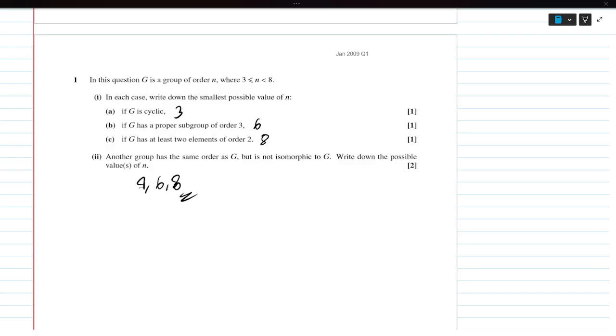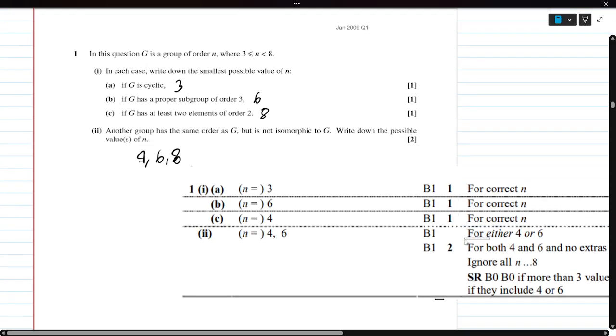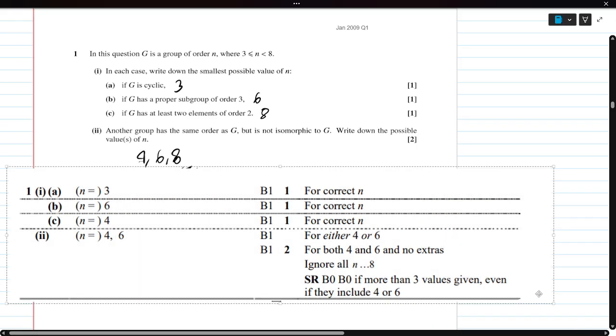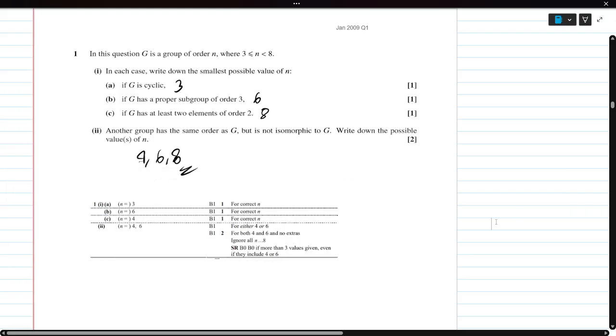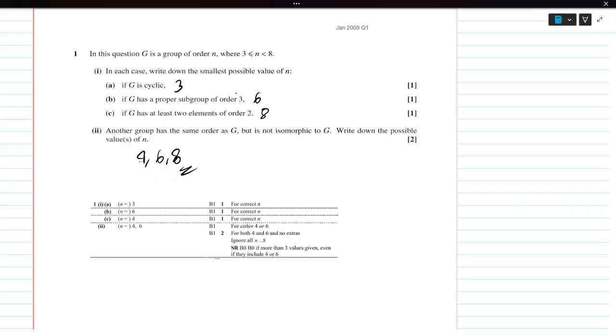Yeah, so it's 3, 6, 4, and 6. What? Ignore. Wait, hold on. The mark scheme's got interesting stuff. 3, 6, and 4 has 2 elements of order 2. What? That's not... wait, what? And ignore 8. Ignore all 8. Why? And, well, what?